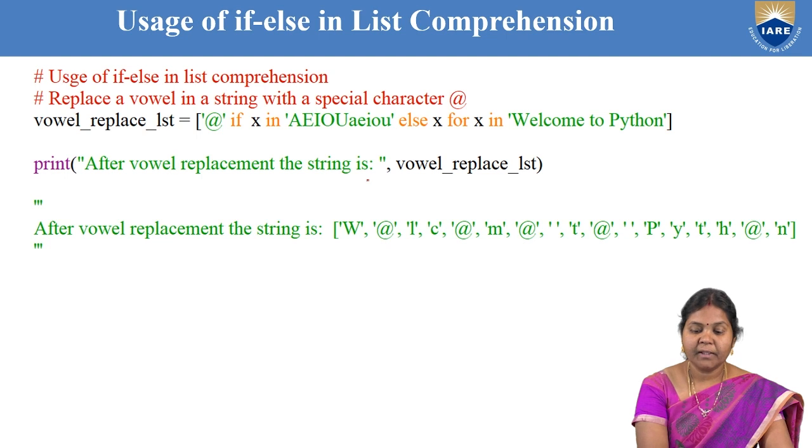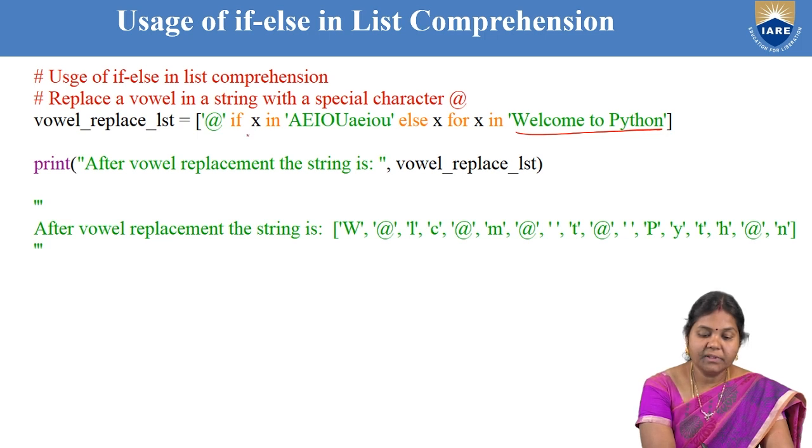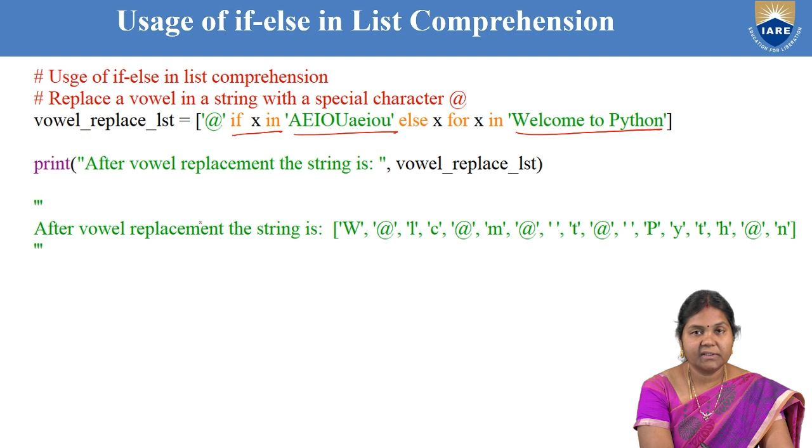How to do that? For example, my string is "welcome to Python". It will check if x is a vowel, that means if x is in A, E, I, O, U. Then it will replace it with the @ symbol. Otherwise, x will be kept as it is.